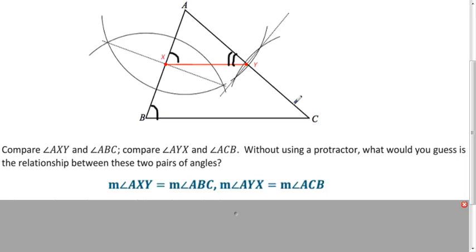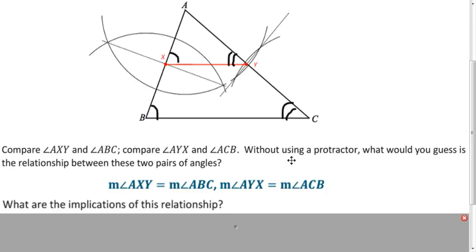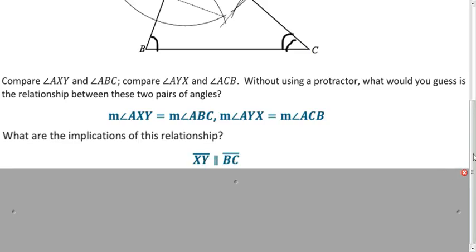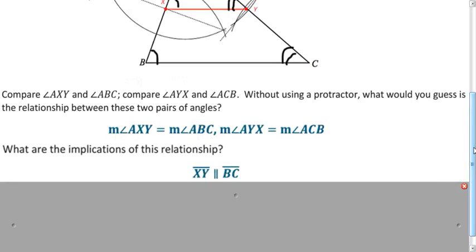So what does this imply about the midsegment and the opposite side? If we know that these angles are congruent, those are corresponding angles, what do we know about the lines? The lines would be parallel. So segment XY is parallel to segment BC.